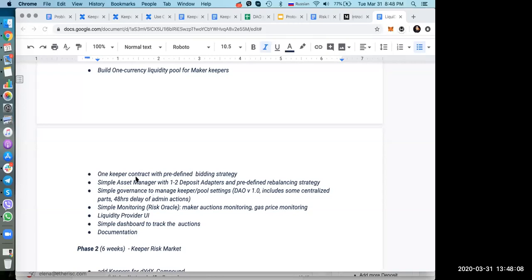The second time-consuming task is the asset manager with deposit adapters. A deposit adapter is a kind of interface which allows working with different DeFi platforms to place assets and to take these assets back when the keeper needs them for bidding. Just imagine that part of the assets are in Compound, part of the assets in Chai, part of the assets somewhere else, and the keeper goes to the pool and asks for funds for bidding.